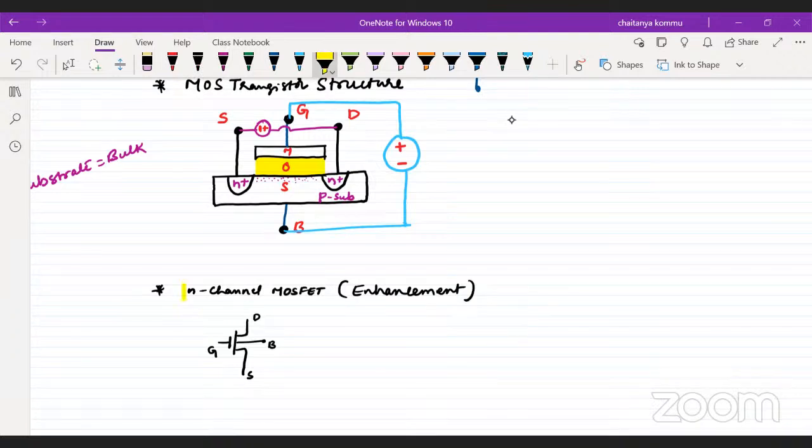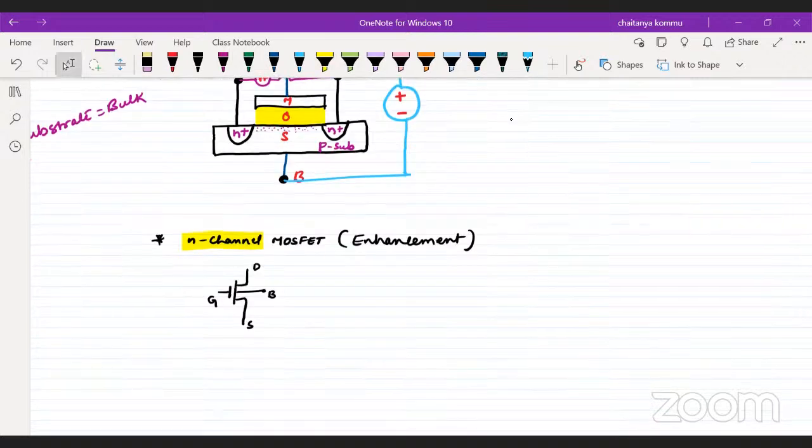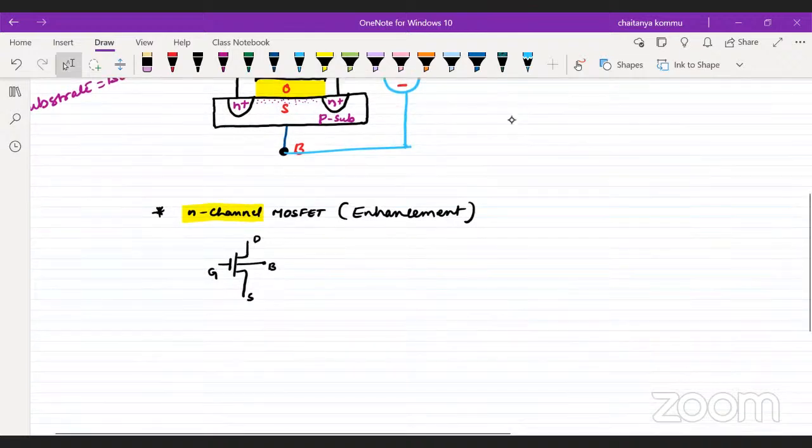One more point I would like to say: only the N-channel MOSFET we have seen. What does it mean? The channel between the source and drain is an N-type channel, with N-type carriers available. So there is a possibility of P-type carriers. Can you guess, if it is a P-type channel, what kind of substrate it should have, and what kind of source and drain it should have? Any guess?